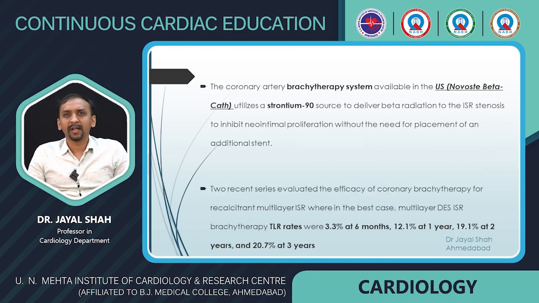The coronary artery brachytherapy system available in the US, the Novoste Beta-Cath, utilizes a strontium 90 source to deliver beta radiation to the ISR site, and it leads to inhibition of neointimal proliferation. Two recent studies have evaluated the efficacy of this for recalcitrant multi-layer ISR, and it shows TLR rates of almost 3, 12, 19 and 20% at 6 months, 1 year, 2 years and 3 years respectively.